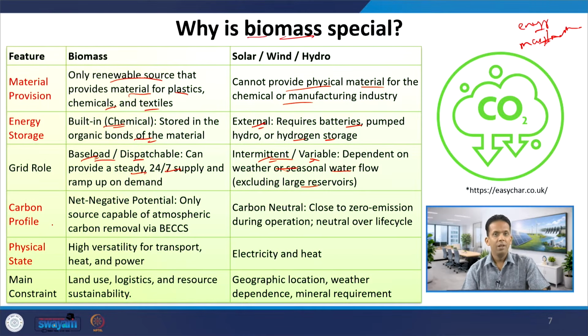Carbon profile: biomass has the potential to go from neutral to net negative also, and it is the only source which is capable of atmospheric carbon removal by BECCS, which is bioenergy with carbon capture and storage. Other renewables can go only up to carbon neutral. They can achieve close to zero emissions during operation and neutral emissions over the entire life cycle.